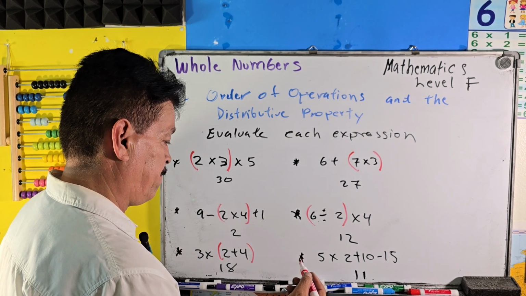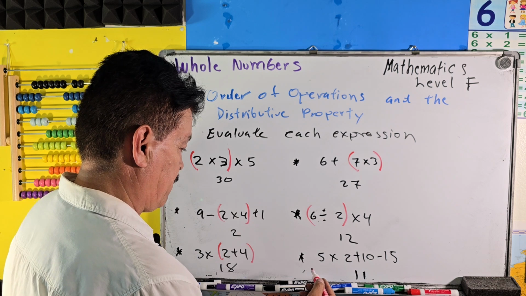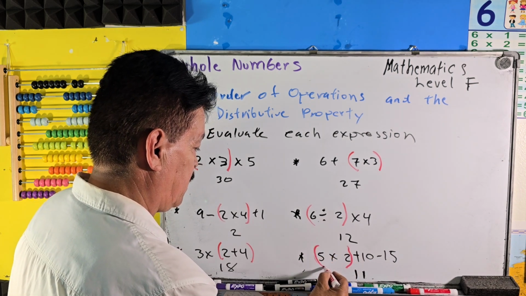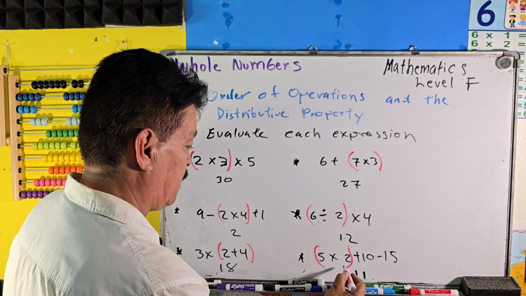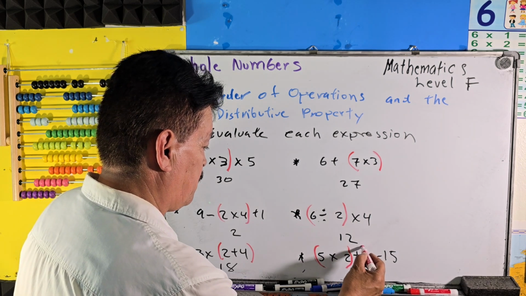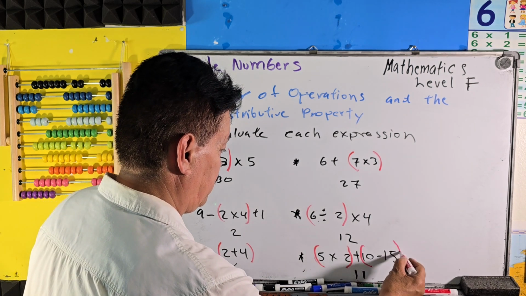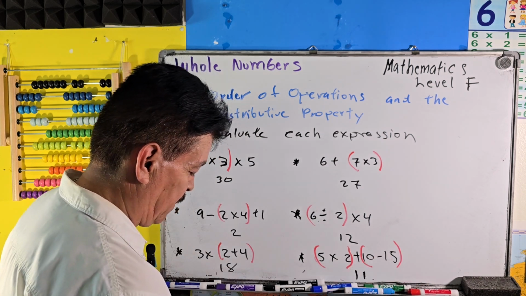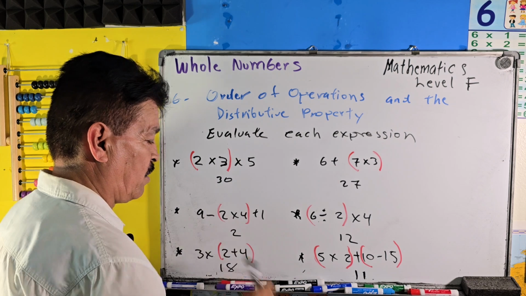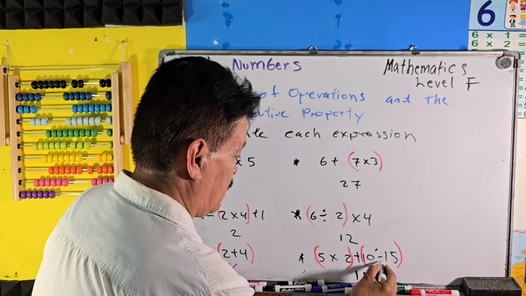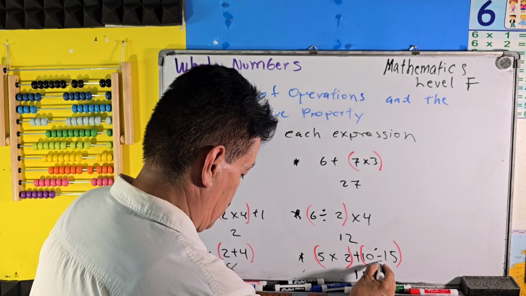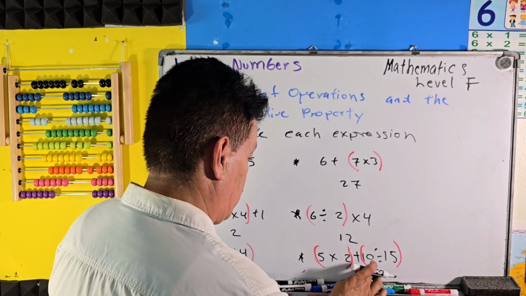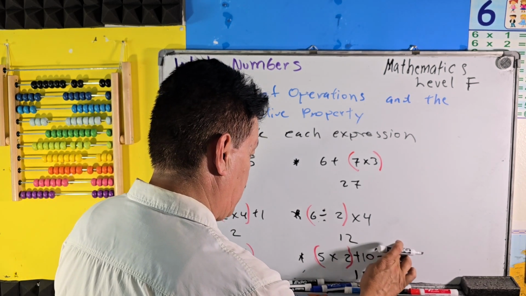Now we have 6 right here. 5 times 2 is 10. 10 minus 15 is, no, here it is division. It's not like this. It's 11. We have 11.